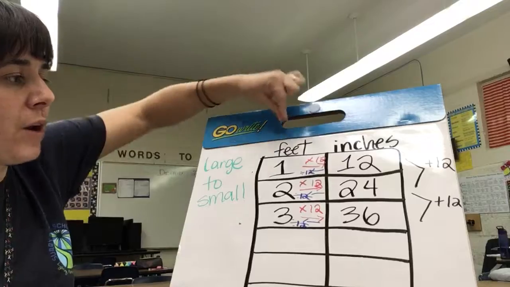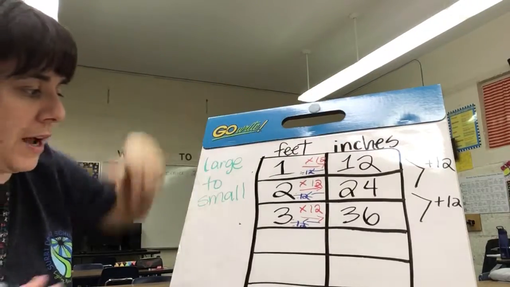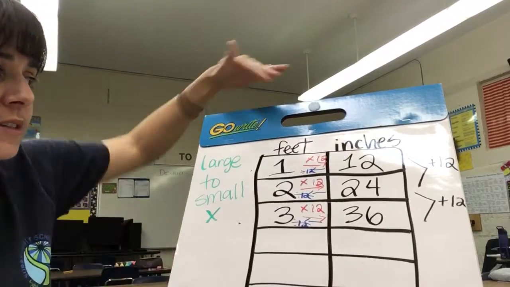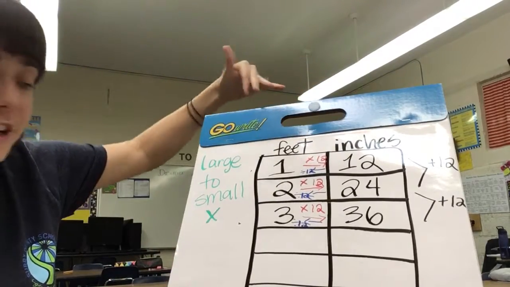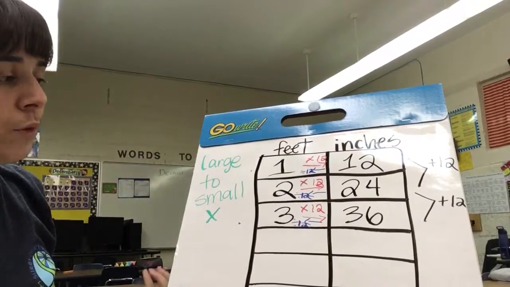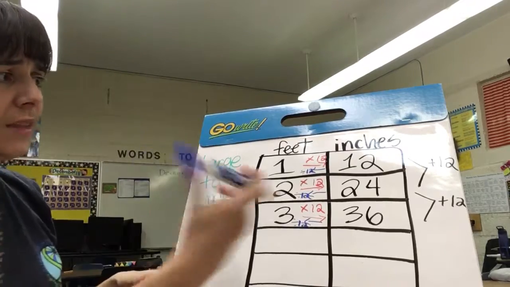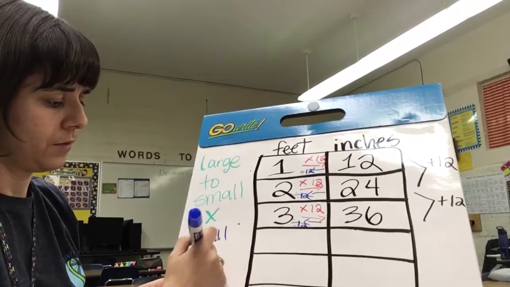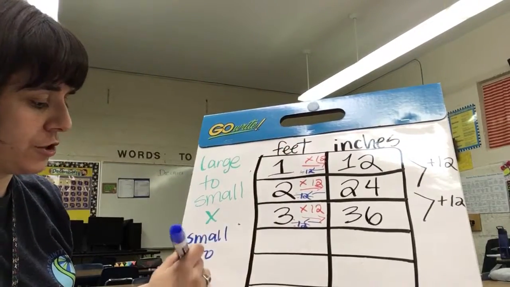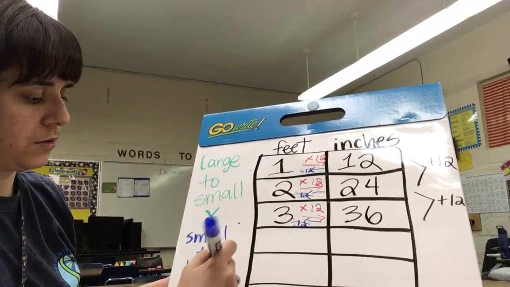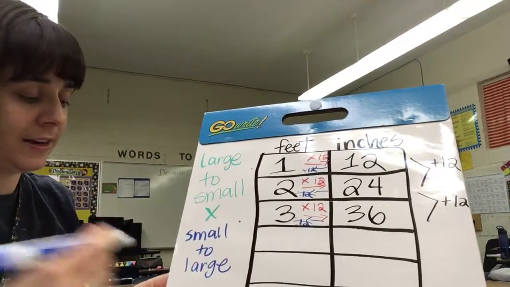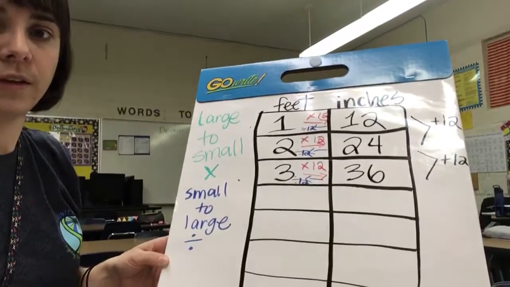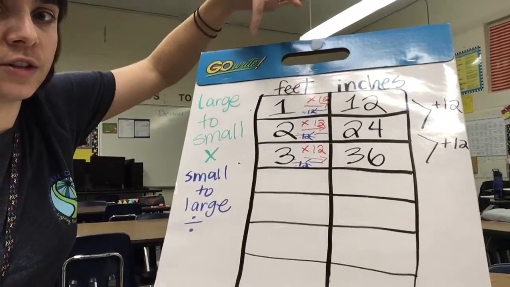And when I went from feet to inches, I multiplied by 12 in this case because there are 12 inches per foot. And then when I move to the right, I'm going from inches, or the smaller unit, to feet, which is the larger unit. And in that case, I ended up dividing, to get from the smaller unit to the larger unit.